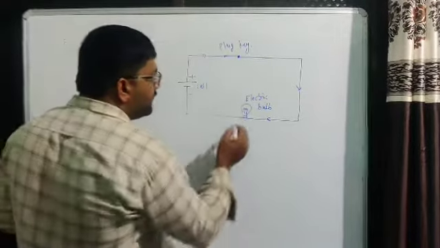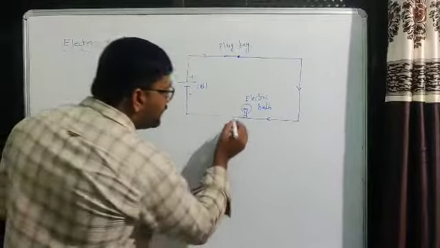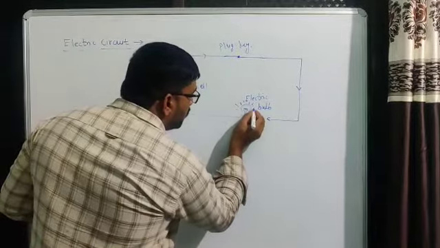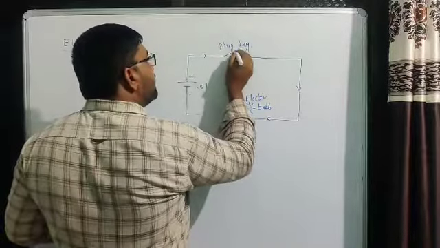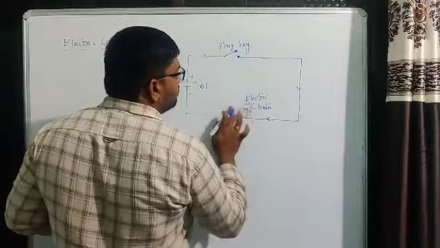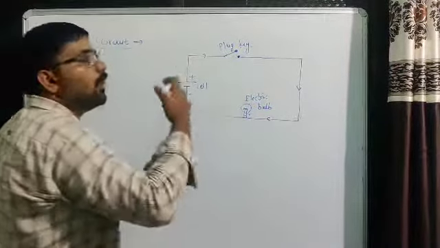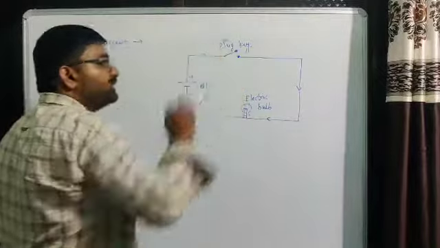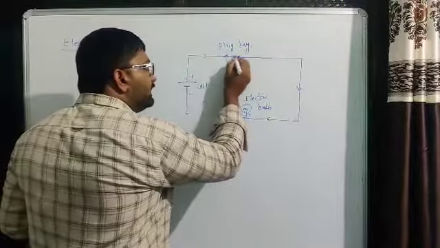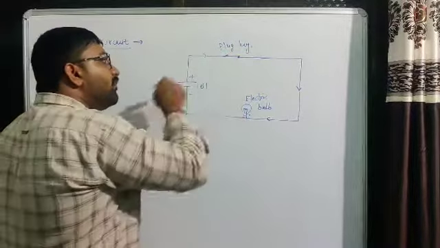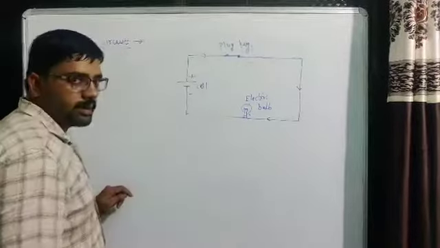As we connect this key, this bulb will glow. But initially, when this key is open, the bulb does not glow, because the circuit is not complete because of this key. First of all, we have to close this key. As we close it, the connection of this circuit becomes proper.